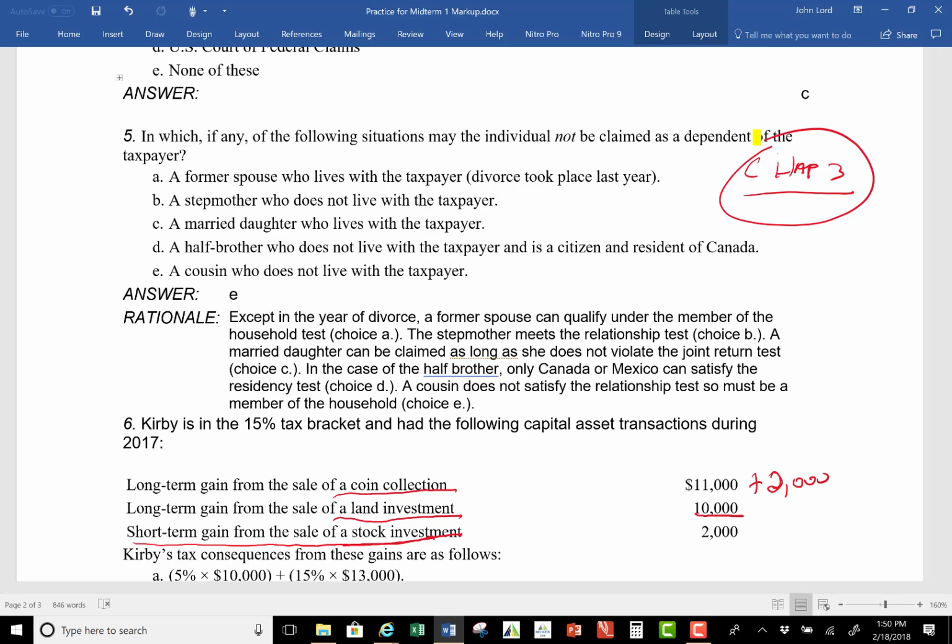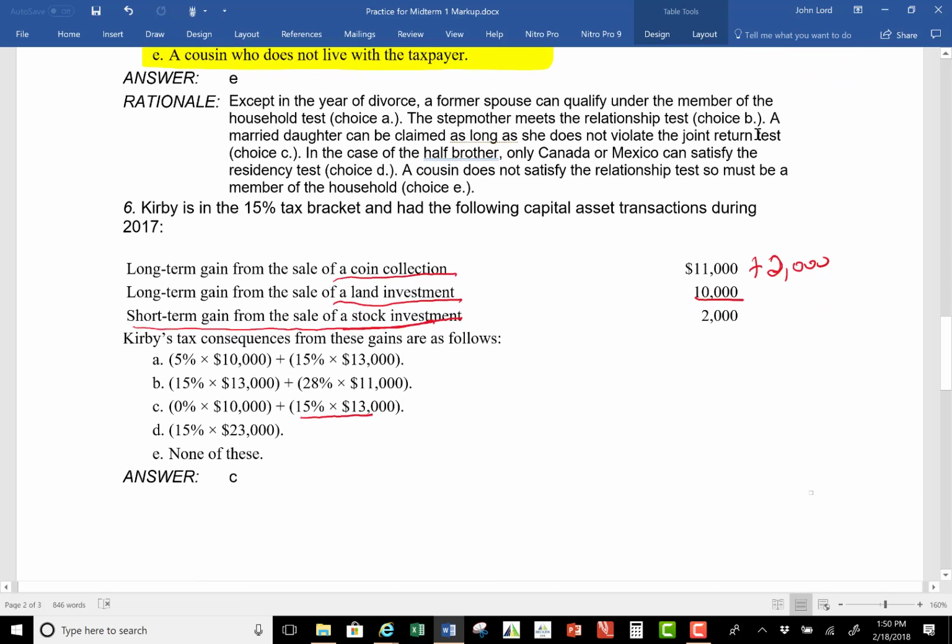Okay, number 5, in which of any of the following situations may an individual be claimed as a dependent? Remember, once we get past the qualifying child, we go down to the support category, and most close relatives can get in there, grandmothers, etc., even if they don't live with you. But when we start to get to relatives that are a little more distant out, like a cousin, they have to live with you. And of course, non-relatives, someone that you wouldn't even consider possibly being a relative, a friend or something, has to live with you.